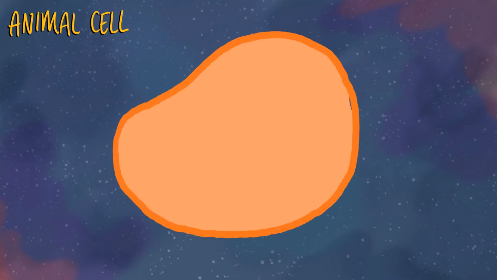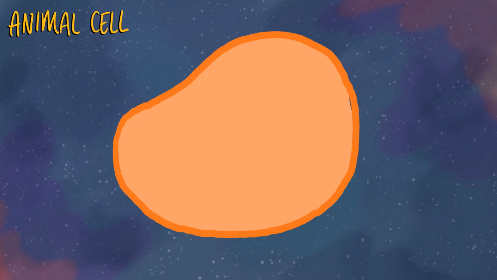Okay, I want you to draw this along with me, please. So you need to draw a blob, and that's it. You just need to draw a blob. It doesn't need to be orange, but if you want to do it in colour, you can. But I wouldn't colour it in just yet because we need to draw things inside it.